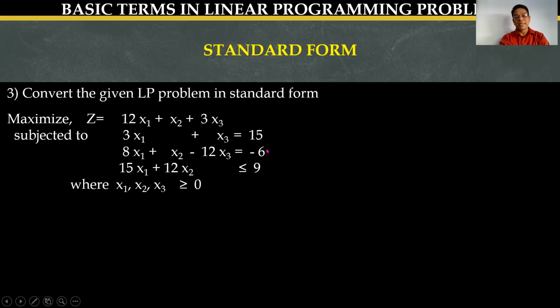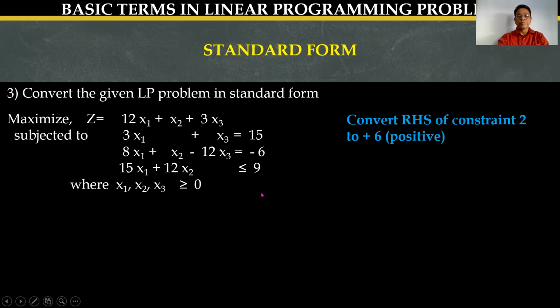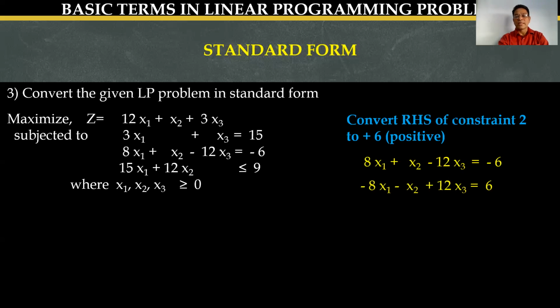The second constraint has right hand side as negative, so this will change to positive by multiplying the entire constraint by minus 1. And the third constraint is less than or equal to type, so we'll add one slack variable here in the third constraint. So we will first convert the right hand side of constraint 2 from minus 6 to plus 6 by multiplying it by minus 1, and this equal to sign will remain as it is.